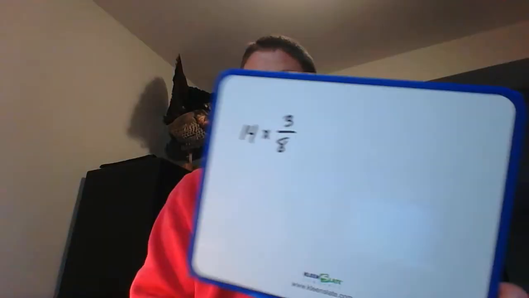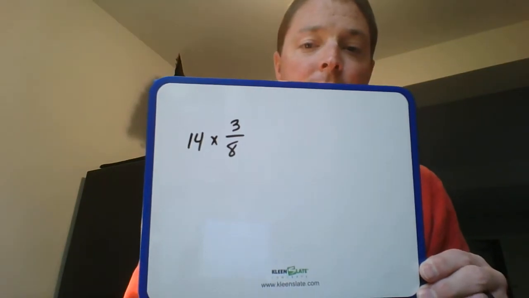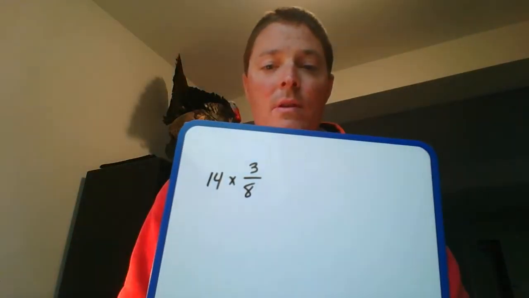All right, so we're going to look at a problem that is 14 wholes times 3/8. I actually took this from the assessment piece that you're going to do, so you may want to write this down. All right, so 14 times 3/8. The first thing that they're going to ask you is your answer going to be more or less than 14?